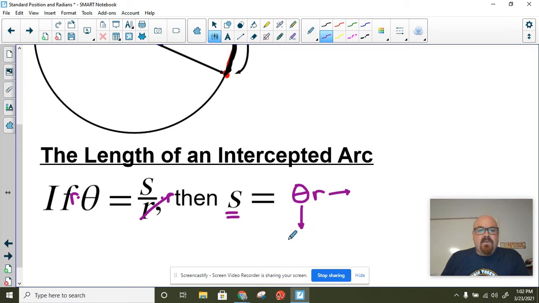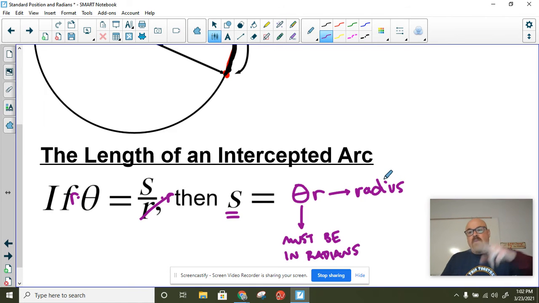Just something worth noting here is that this theta must be in radians to use this formula. All right, so I'm writing this down. Must be in radians. This is the radius of whatever circle this arc is moving around.